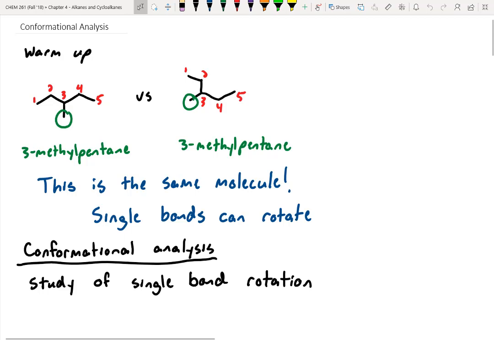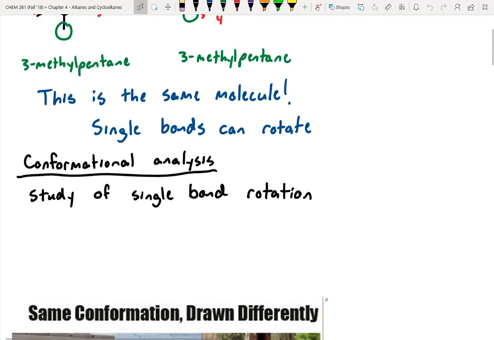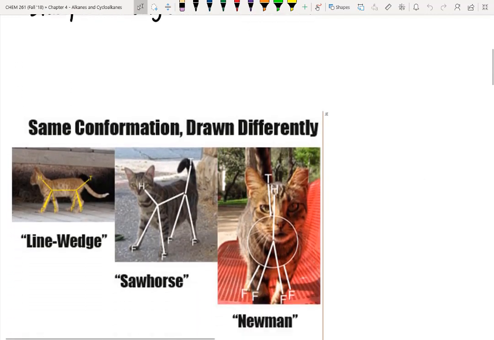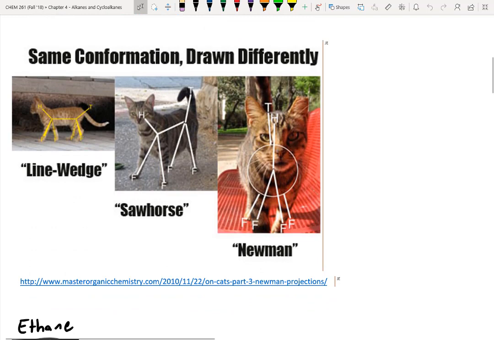And we said this is because single bonds can rotate, the molecules can flop around in three-dimensional space. They're not restricted in terms of their rotation. If you have a double bond, then you do run into restriction of rotation, but we're not going to deal with that right now. We're only dealing with alkanes. And we said that you can draw molecules a variety of different ways. So we're used to seeing bond line notation.